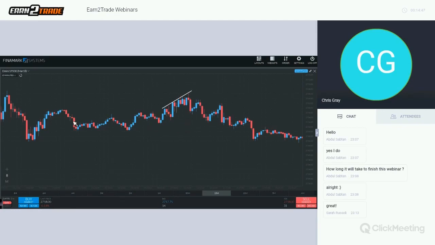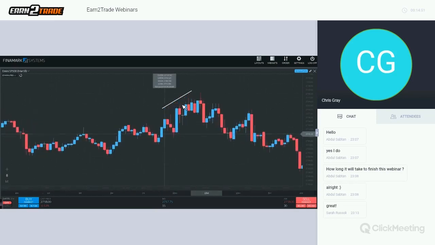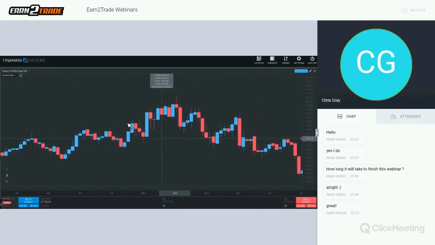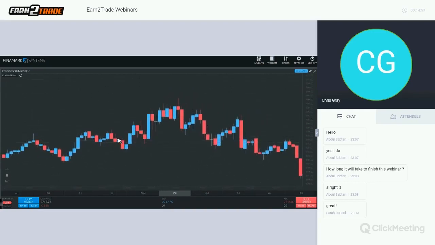Now, hopefully, it's a little bit easier to see. I'm going to try to zoom this in a little bit for you. I'm going to have to adjust that line though. Zoom this in, make it a little bit bigger. Everyone's eyes aren't always what they seem to be as we get older. So here we are. Now, a trend line.